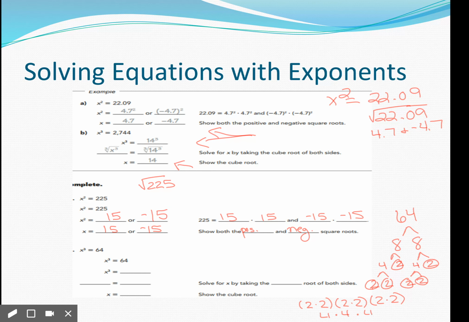So if x cubed equals 64, I'm going to do x equals the cube root of 64, which is 4. Again, I solve for x by taking the cube root of both sides. That's the symbol.